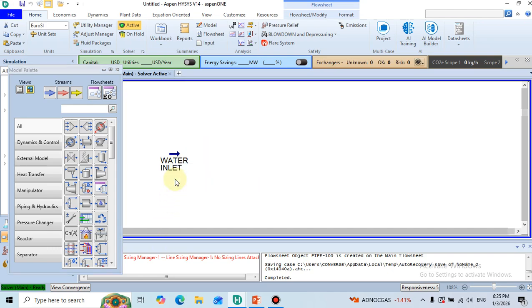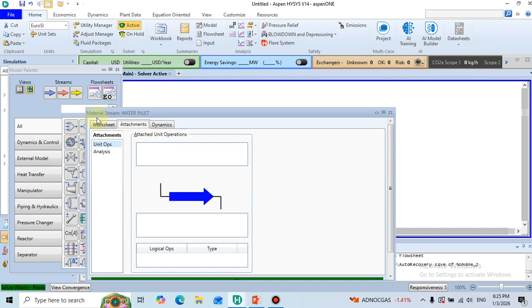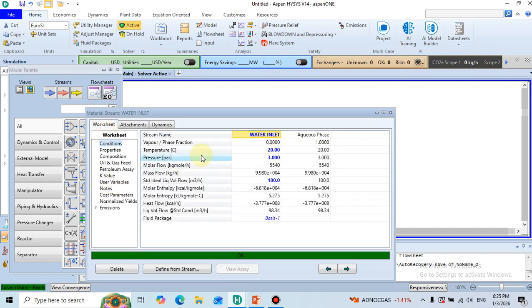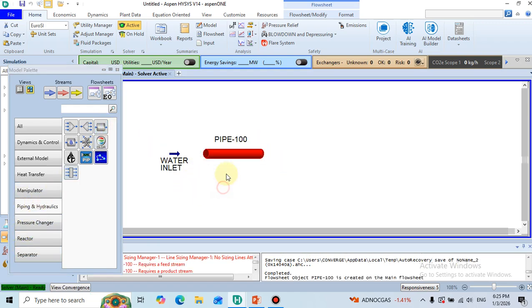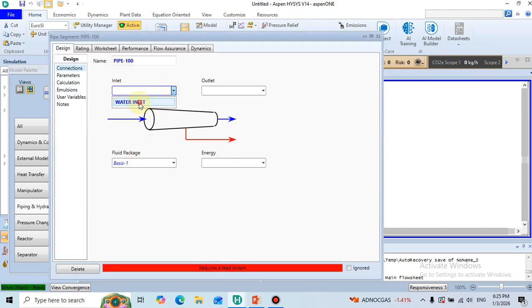I have provided this information within this flow, as you can watch, and I have inserted NRTL as the proper fluid package. So go to the piping and hydraulic, then add and drag the pipe segment into the simulation area. Then you need the inlet stream and the outlet stream, which is the water outlet. So make sure that you have defined the energy stream as well.